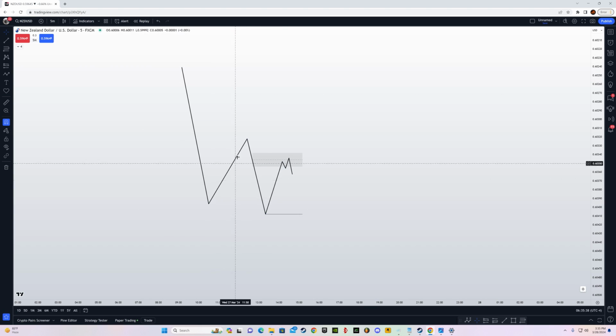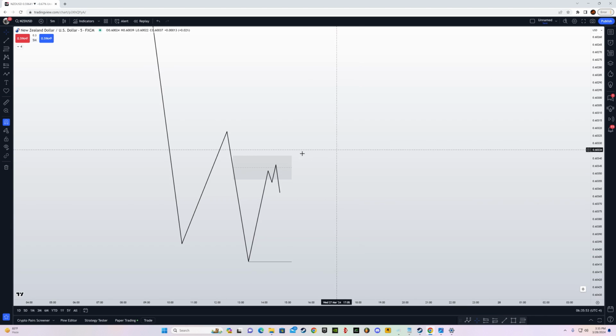So we have lower low, lower high, and then a lower low. So this is going to be your extreme target level. It is not going to be your take profit level, but it is where you're assuming price is going to go in the next coming days.